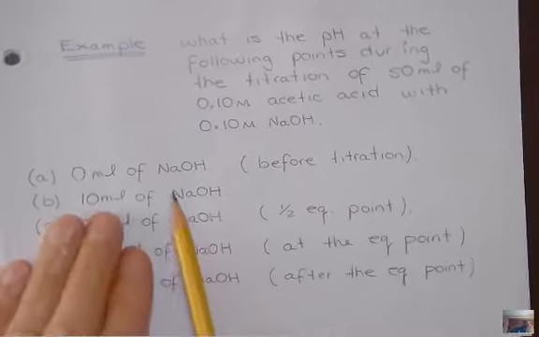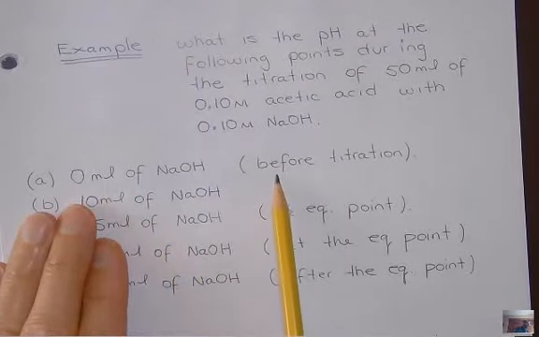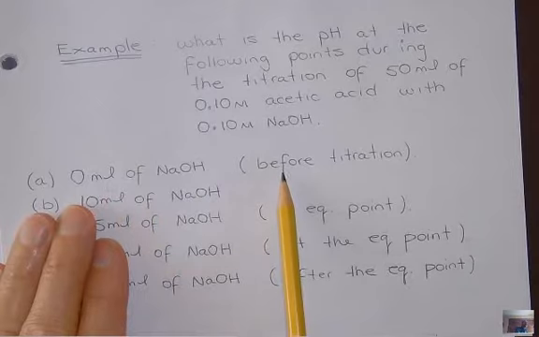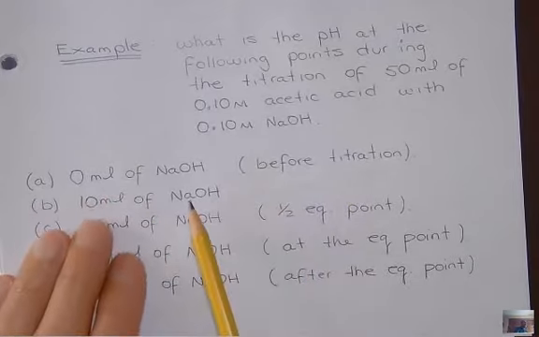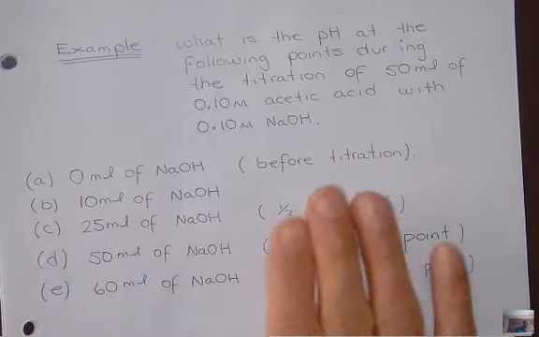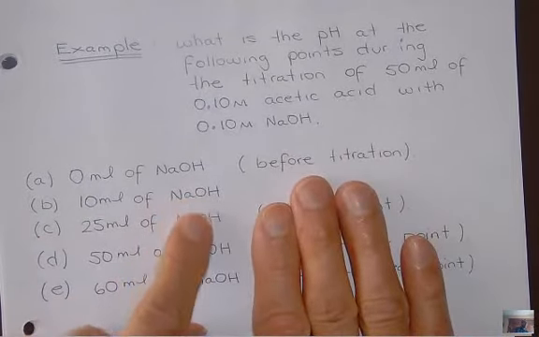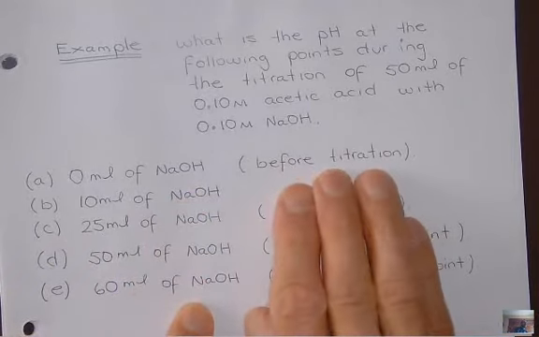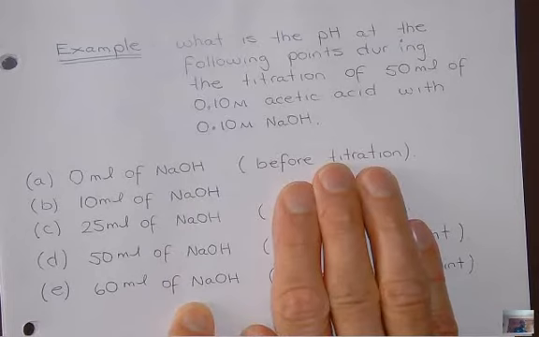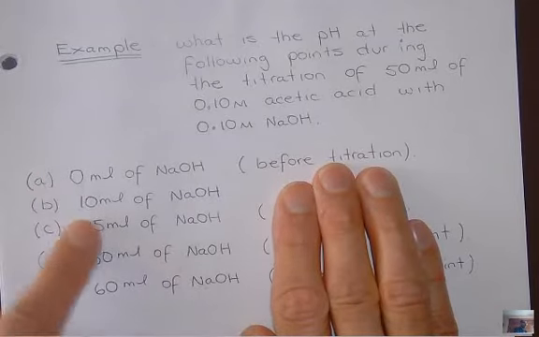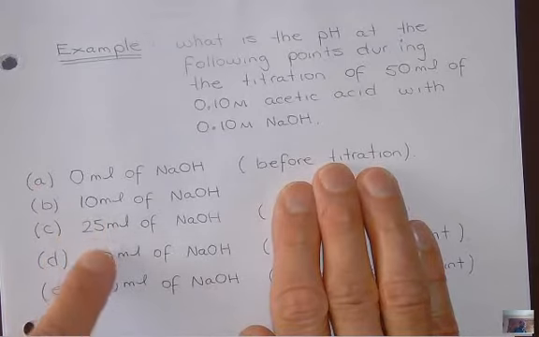Okay, so we all agree 0 milliliters is before the titration, before any sodium hydroxide has been added. That's before the end point. Okay, well, first thing we need to do before we can tell where we are in the titration curve is we need to find out what the end point is. So that's a simple calculation that we're going to do in a second. But after we do that first calculation, we then want to see what happens after I add 10 milliliters of the sodium hydroxide, then 25, then 50, then 60.